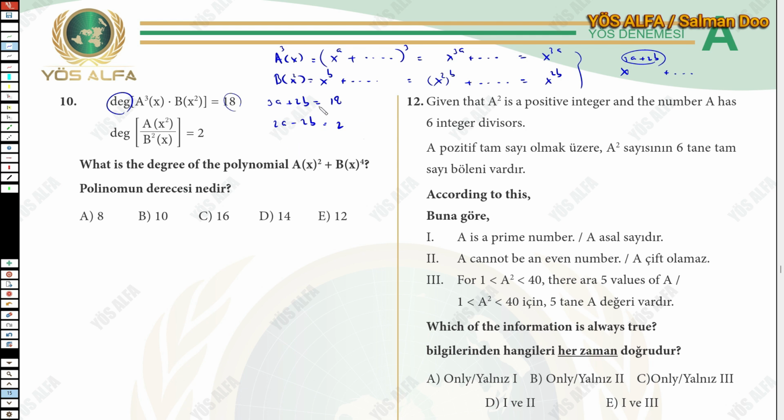So we have 2 equations and 2 unknowns. We can sum them up. We have 5a is equal to 20, a is equal to 4. If a is 4, then b is 3. So we're asked to find the degree of the summation of the two polynomials, a of x squared plus b of x to the 4. So the highest power of this will be x to the 2a. And for this one, we'll have the highest power, x to the 4b. Since a is 4 and b is 3, we have x to the 8 plus x to the 12. Since we're talking about the degree of the summation, we can take the highest power as the degree of the summation of the two polynomials. So the answer is 12.